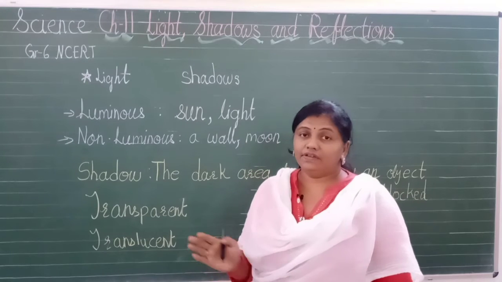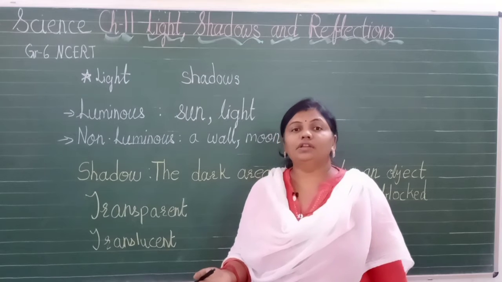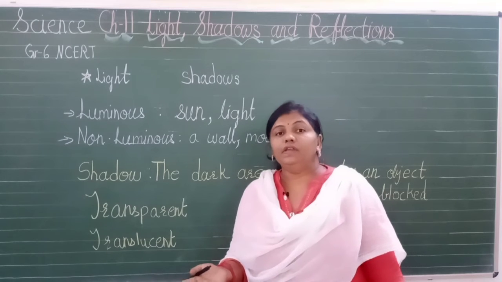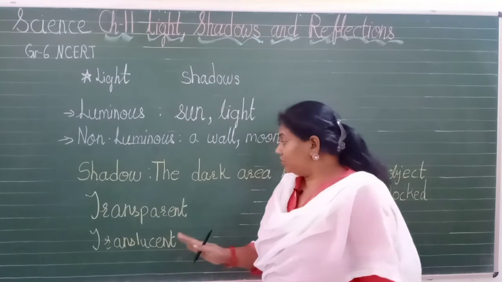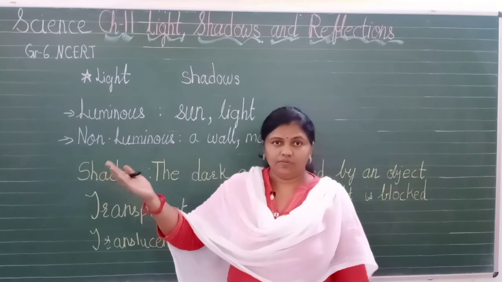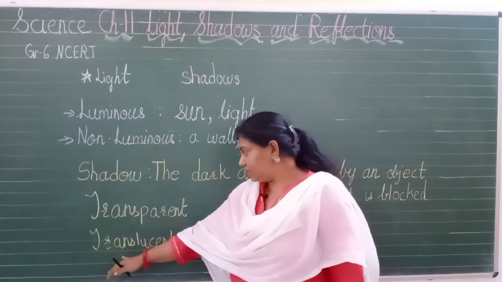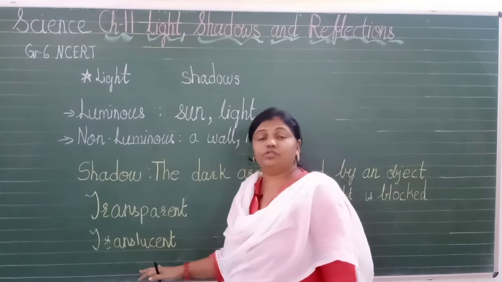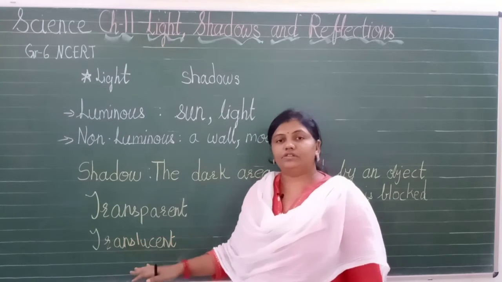You may have such kind of glass in a doctor's chamber or in any office chamber, even your glass window. So translucent means you will feel that something is there, but you will not see a clear image of it. Such kinds of objects are known as translucent objects.